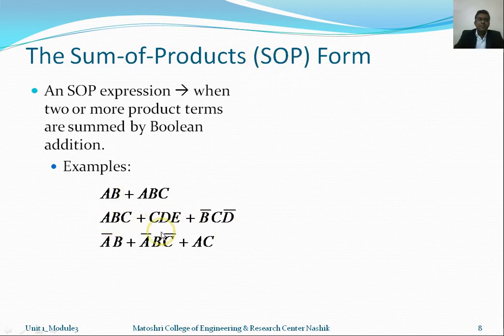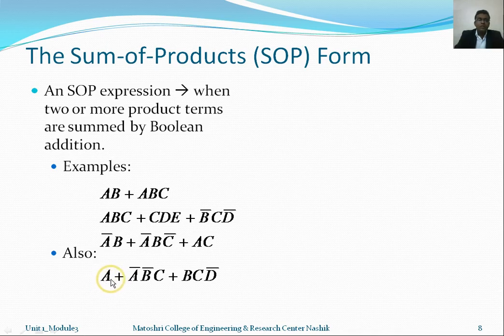Similarly, in the second example, ABC is the first product term, CDE is the second product term, and B bar C D bar is the third product term, and they are related to each other by sum. So it's a sum of these three product terms. Similarly, for this last example, there is a single variable, but it's not a product. Even so, we call it a product term, because we know that A ANDed with 1 gives the output A. So here a single variable A is also a product term.